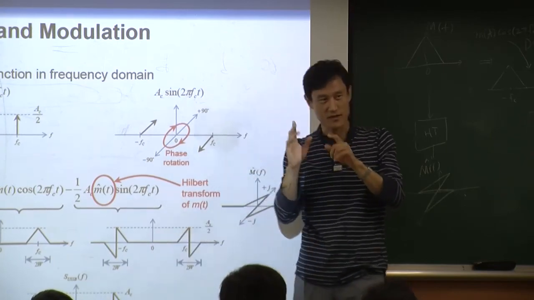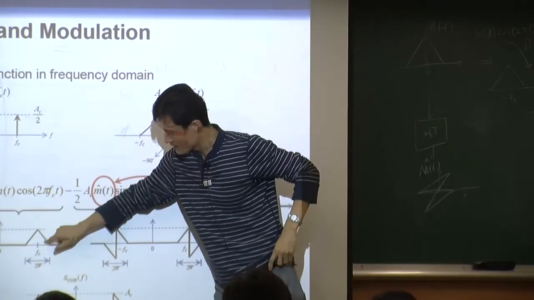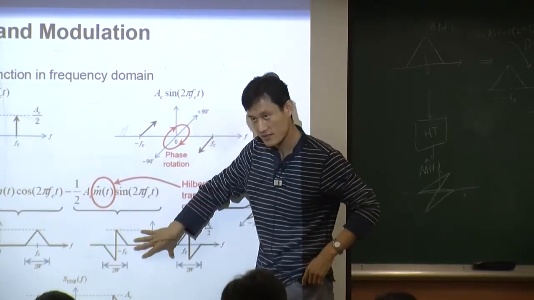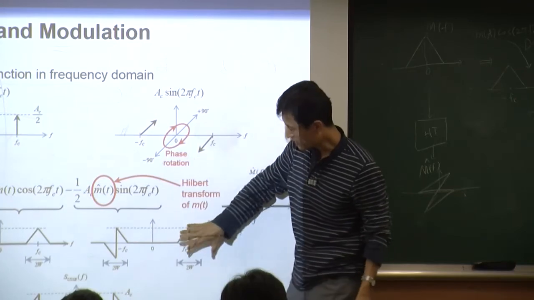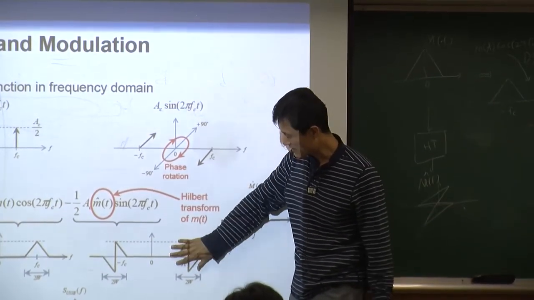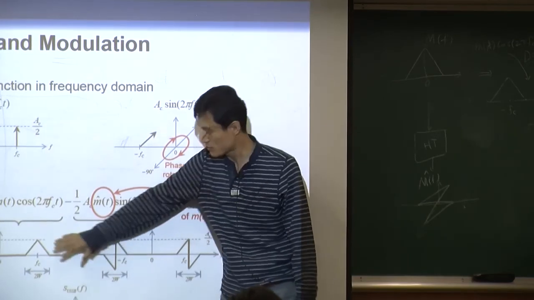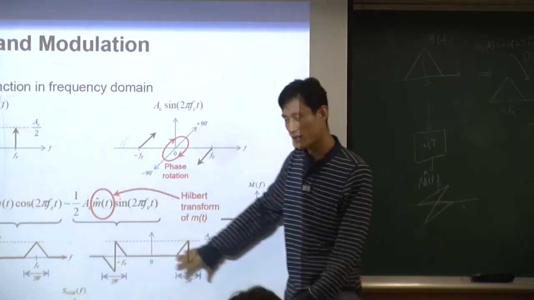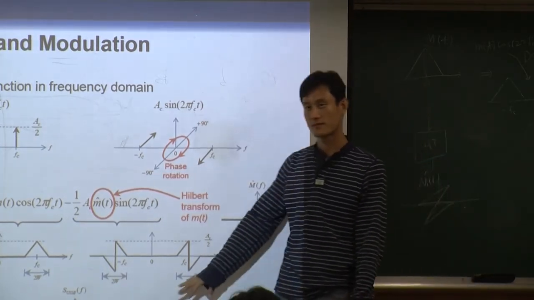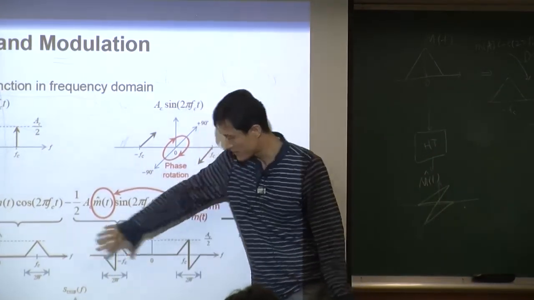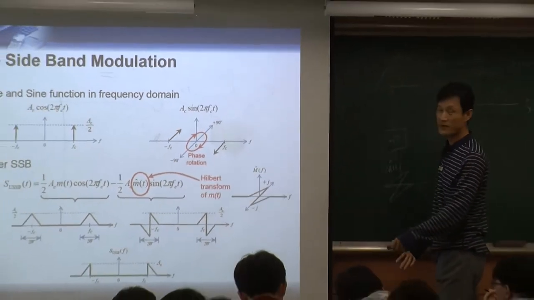Think about it. Therefore, eventually, this one minus this. So this one minus this means I just want to multiply minus here and add it, right? I can do that, right? Because this one minus this, when you do that, you're going to get this output. When this one minus this, you're going to get this. So that's how you get the upper sideband.